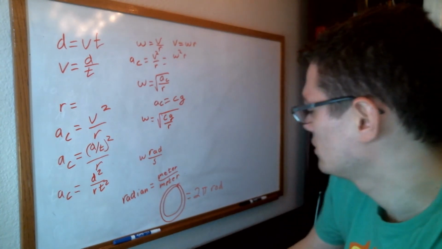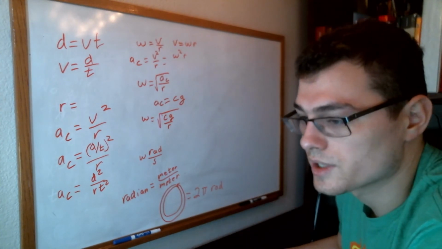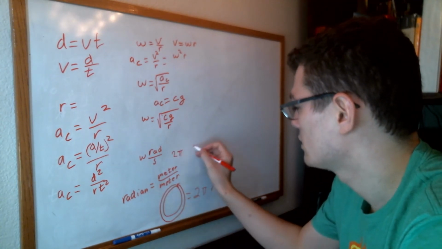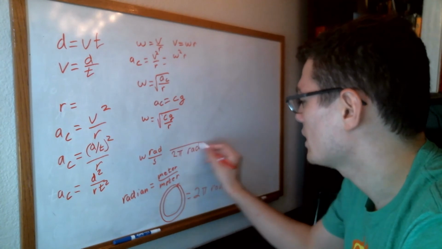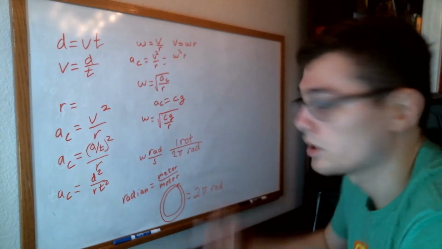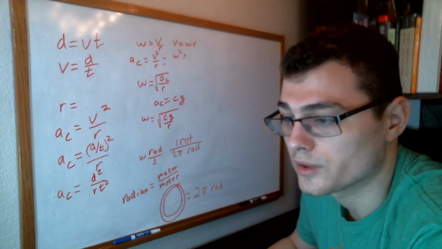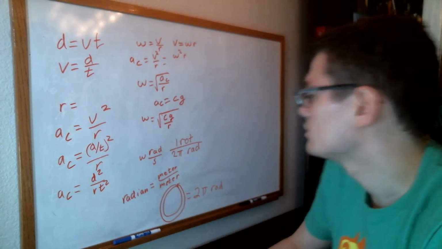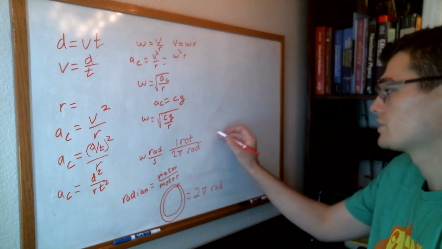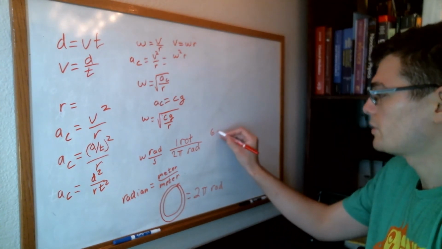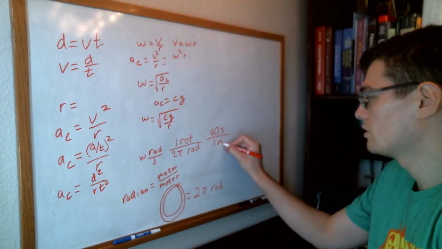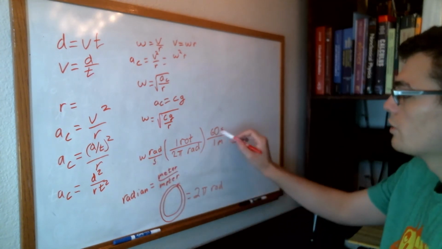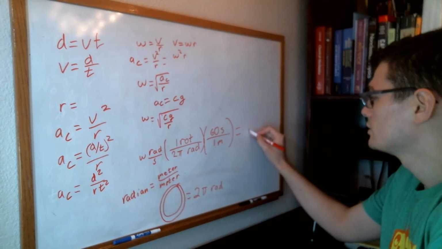And so if that's one rotation, we can say that if we want to get rid of radians, we just have 2 pi radians on the bottom over 1 rotation. I'll write that as rot. And we want this in revolutions per minute. So then we have to convert from seconds to minutes. So seconds is on the bottom, so we want our 60 seconds on the top, and then our 1 minute on the bottom. And so you multiply your answer for omega by these two conversion factors to get RPMs.